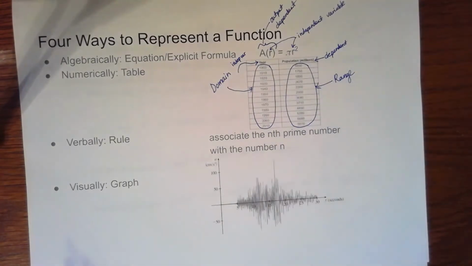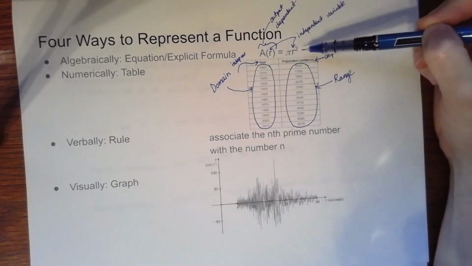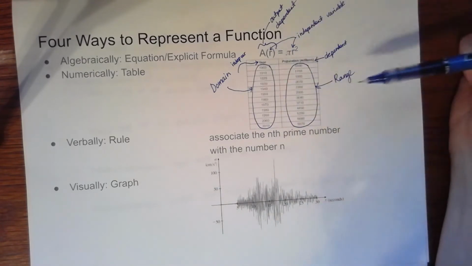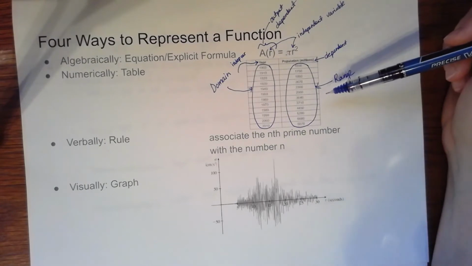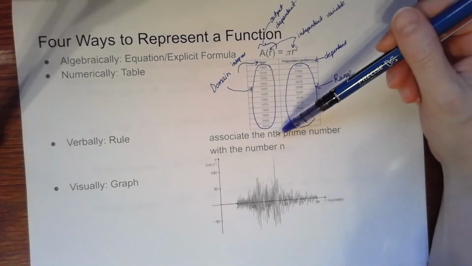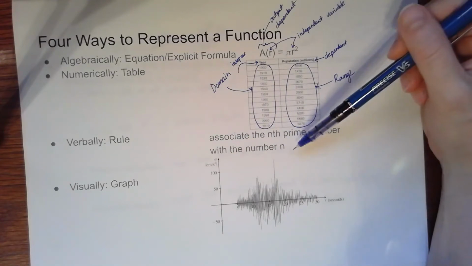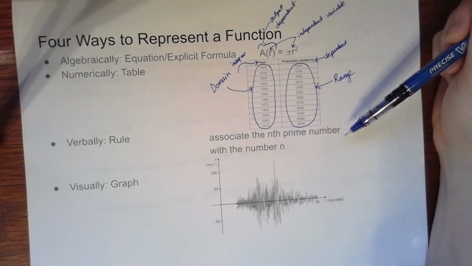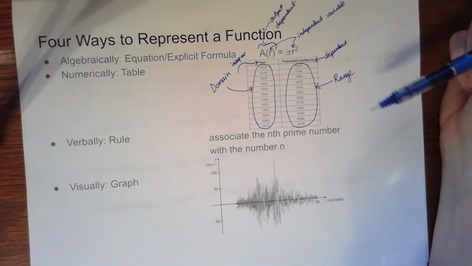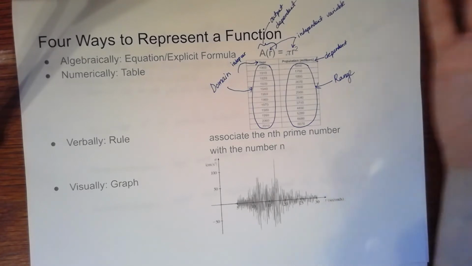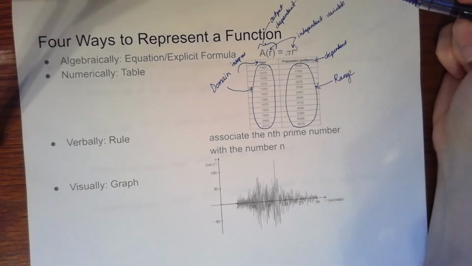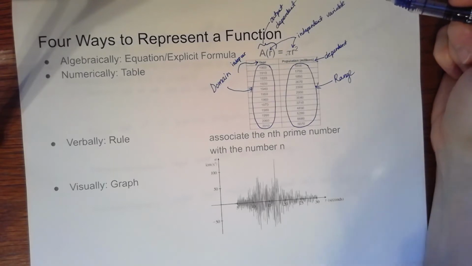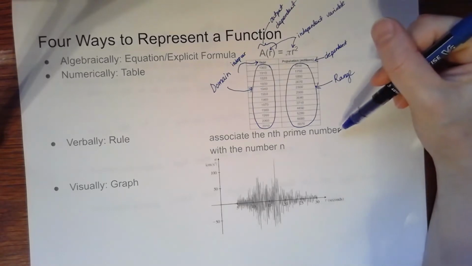All right, the third way that we can represent functions is verbally. This might happen if we can't really write an explicit formula for it, and maybe we can't list them in a table very easily either. For example, this one: associate the nth prime number with the number n. We know there's no formula for finding the nth prime number. Nobody's ever been able to find any kind of pattern or formula to generate prime numbers. So we can't have a formula, and we can't even really put them in a table.